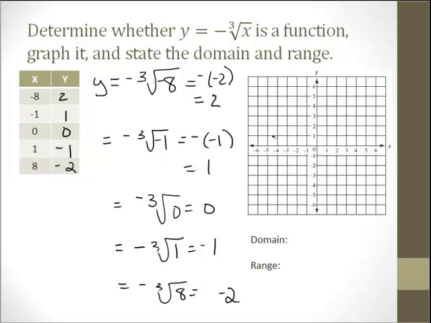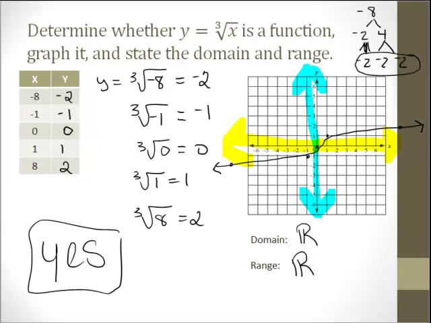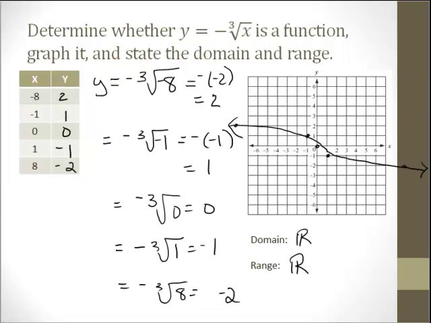Okay, we plot these. Negative 8, 2. Negative 1, 1. 0, 0. 1, negative 1. And 8, negative 2. What's the domain? It's going both directions. The range also going both directions, just like on the previous page, except the graph is switched. It's reflected over the x-axis.